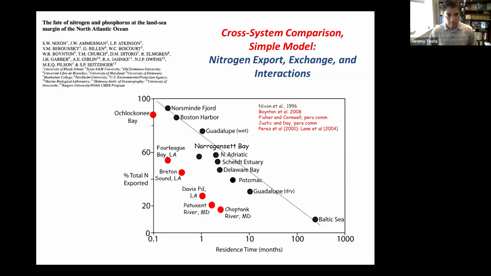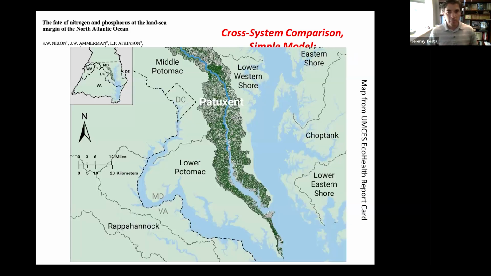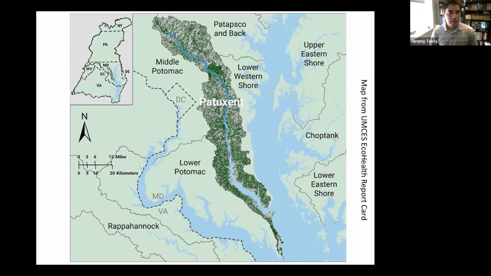This has been known for a long time. This isn't new, but it's sort of an early way to think about it. So one of these red dots is the Patuxent River, which Blake talked about earlier, which is one of the tributaries of the Chesapeake Bay ecosystem. And that's where I'm going to focus my little review and synthesis.